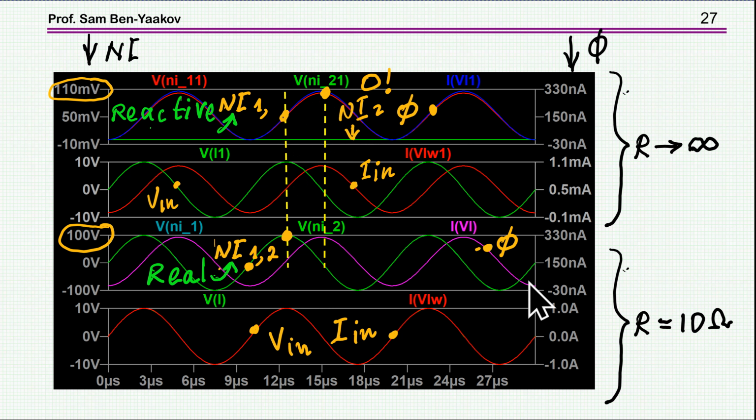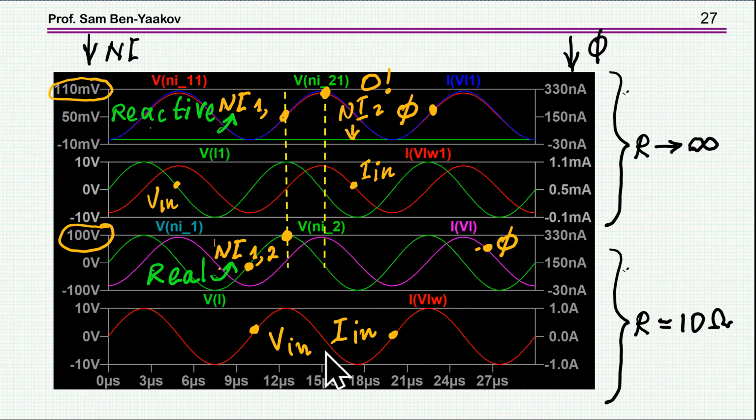Okay? Now we move to the case of 10 ohm load. Here the current and the voltage are in phase. Now we don't see actually the reactive part, because the reactive part is very small. Remember, we were talking about 1 milliamp current peak to peak. Here we're talking about 2 amp peak to peak. So therefore we don't see it. What we see here is only the real part, only the part that is transferring the power.